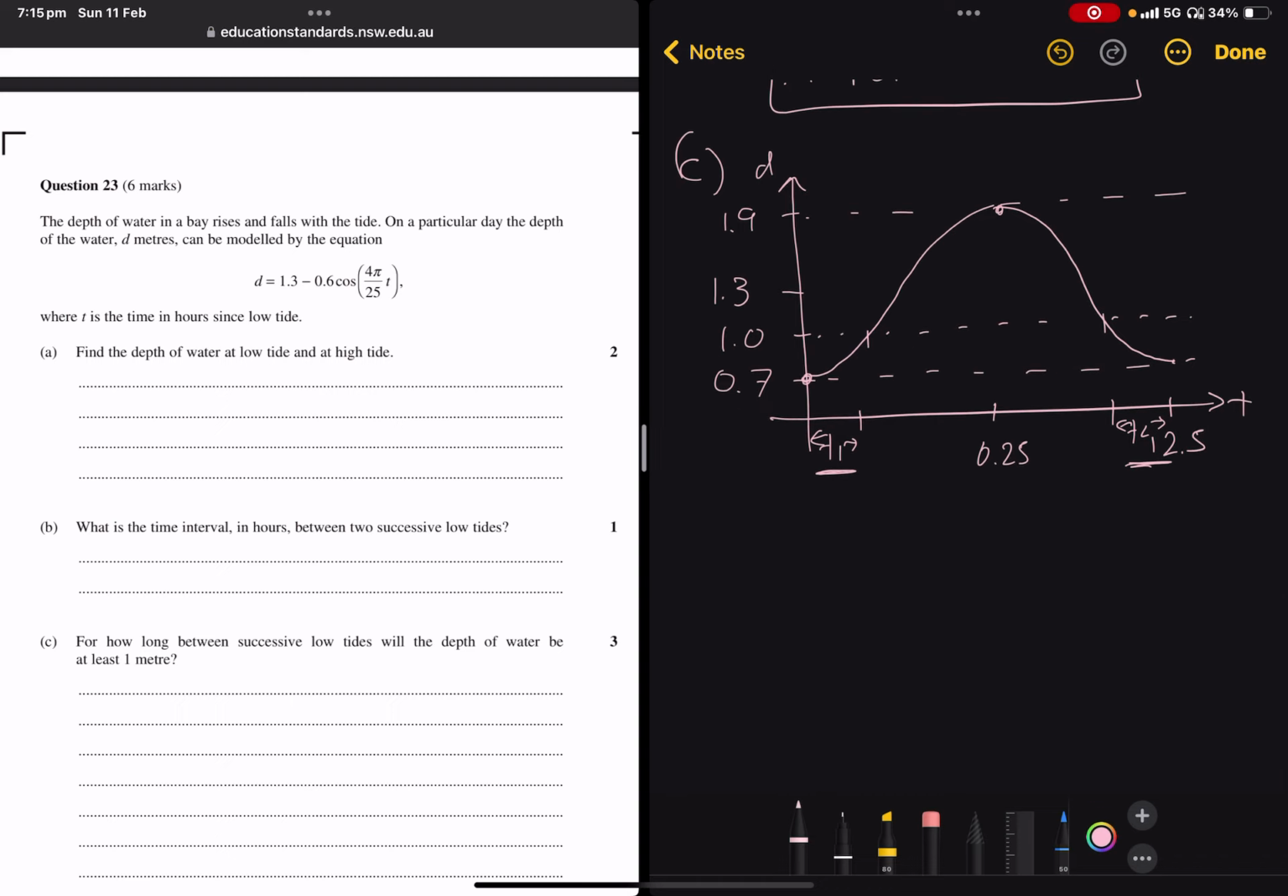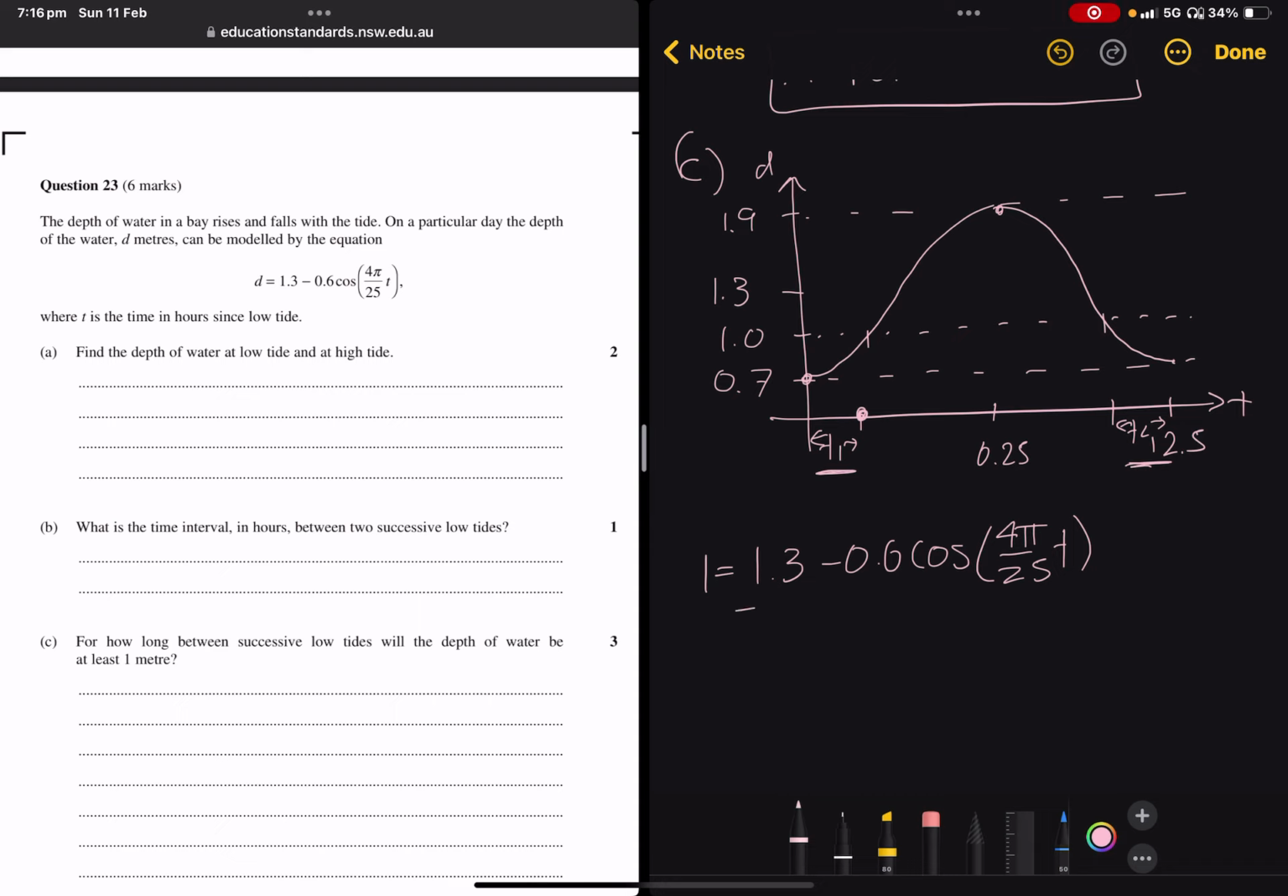So now what we're going to do is we're going to say 1 is equal to 1.3 minus 0.6 times cosine of 4 pi on 25 times time. We need to find the time at which this is true. This will give us this value, and once we've got that value, we know T1, double that, take 12.5 minus double that away from it. That is the amount of time at which the water level is at least 1 meter.